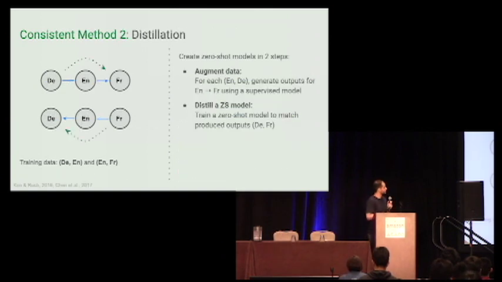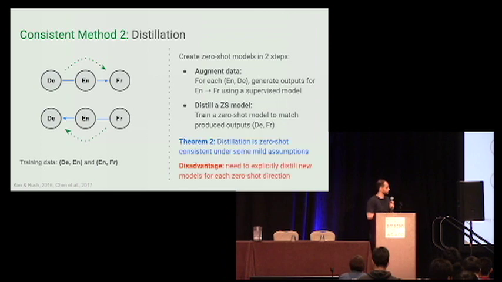Another approach is distillation, also introduced in previous work, and the idea is to generate some synthetic data and distill a zero-shot model using this synthetic data. Again, this approach is zero-shot consistent, and the only disadvantage is that for every single zero-shot direction, we would need to distill the parameters of a new model, and this might be challenging. Also, if all the parameters are shared, distillation might affect the other directions.